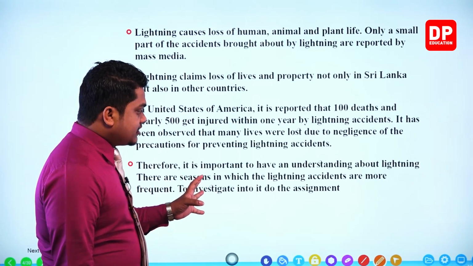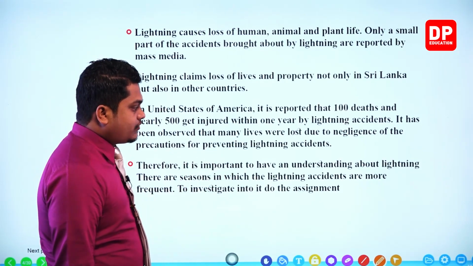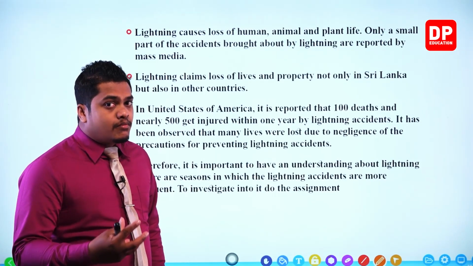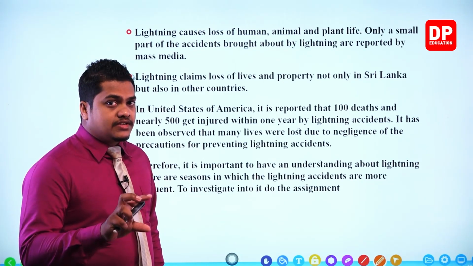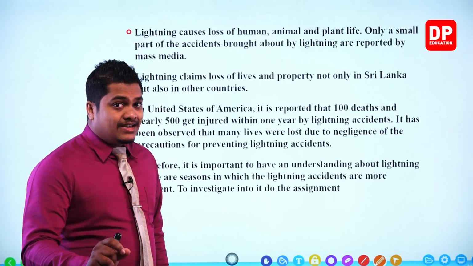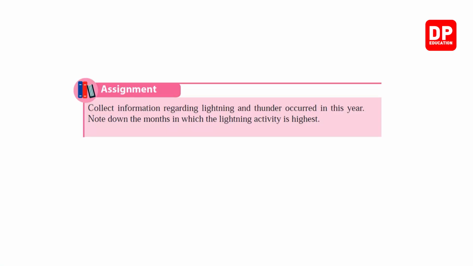Now, the last point, my dear children: we have to do an assignment to find out the most frequent months in which lightning is going to occur. So let's do the assignment and study which months we can observe lightning more frequently. The assignment: collect information regarding lightning and thunder that occurred this year. Note down the months in which the lightning activity is highest.